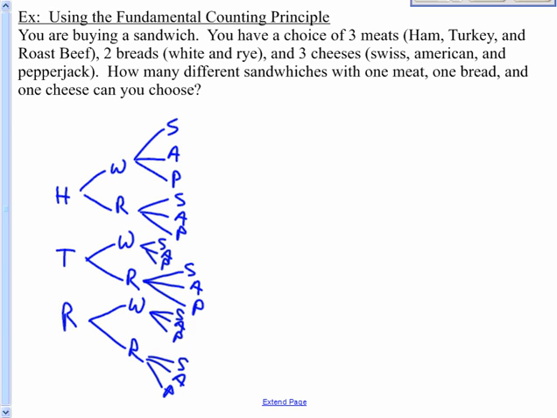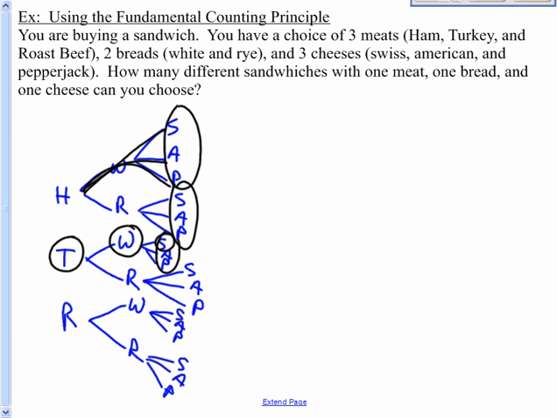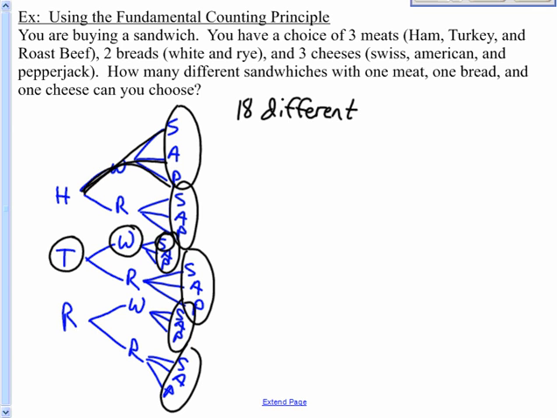So one sandwich might be I pick turkey and white bread and Swiss as my cheese. That'd be one sandwich, if you will. So how many do you have? You've got one sandwich here, a second sandwich there, a third sandwich there. So with three options: 6, 9, 12, 15, there are 18 different sandwiches that you could choose from with these options.